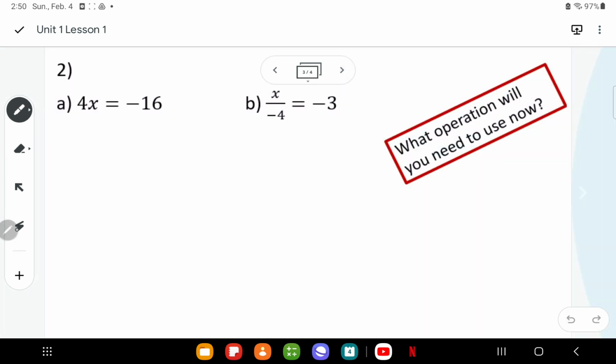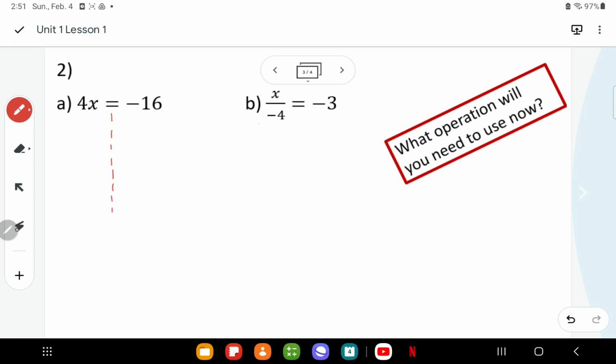Okay. So in the first 4 examples, we had all adding and subtracting, and we did our opposites. Now, I want you to think, do you remember what operation is here in between the 4 and the x? I don't see a sign. I don't see a plus or a minus or a times or a divide. But the operation that's there, if we have no sign at all, that actually implies multiplying.